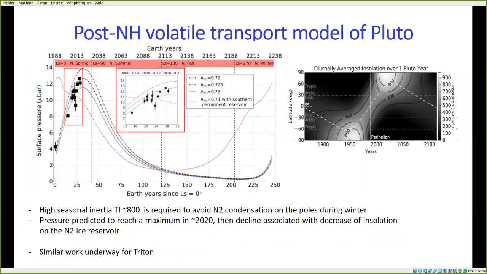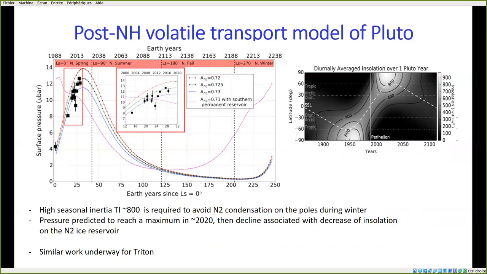And now these models with appropriate N2 ice reservoir are being used to explain the recent pressure variation. In fact, they are able to reproduce the pressure variation and to make predictions on what the fate of Pluto's atmosphere is going to be in the next years. The current models predict that Pluto's surface pressure should reach a plateau fairly soon and then decrease.